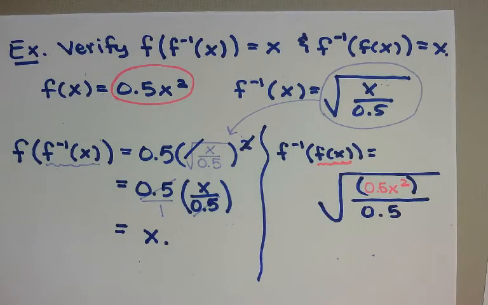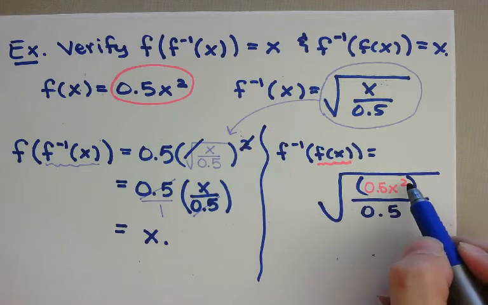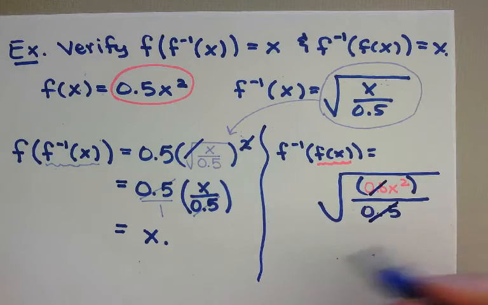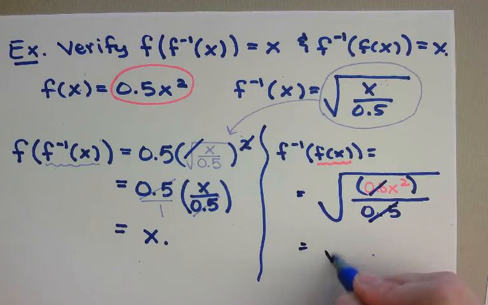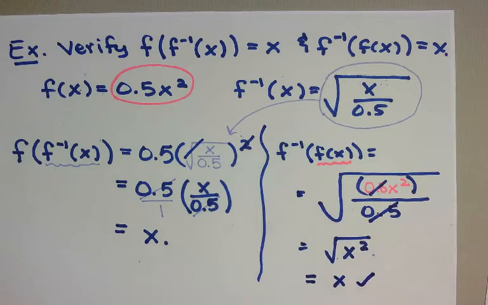Okay, so if I look at having 0.5 of an x squared, and I divide it by 0.5, the 0.5s will cancel. That leaves me with the square root of an x squared, and a square root and a square are inverses, so I'm left with an x. So I have verified both of those.